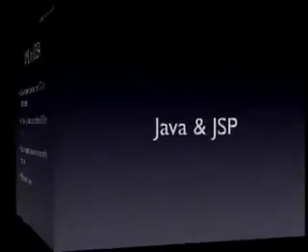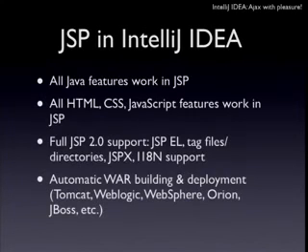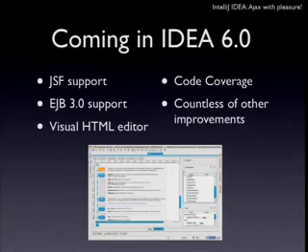We also have quite a few Java features, just to remember them. We have refactorings, validations, J2EE support, version control systems. We have an Open API. We also have GSP support. I guess you don't do any GSP here. But still, everything I've presented here works in GSP files, like HTML features, CSS, JavaScript, Java features, everything works in GSP. And we have lots of things coming in IDEA 6.0. It's GSF support, EJB3, a visual HTML editor, which can allow you to preview your files and quickly edit them. We have code coverage and countless other improvements.